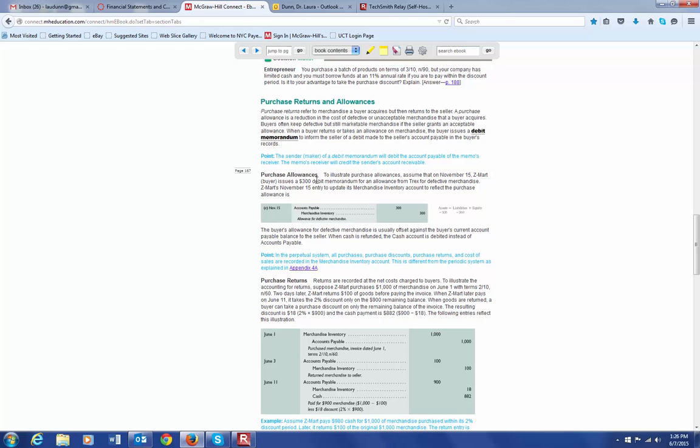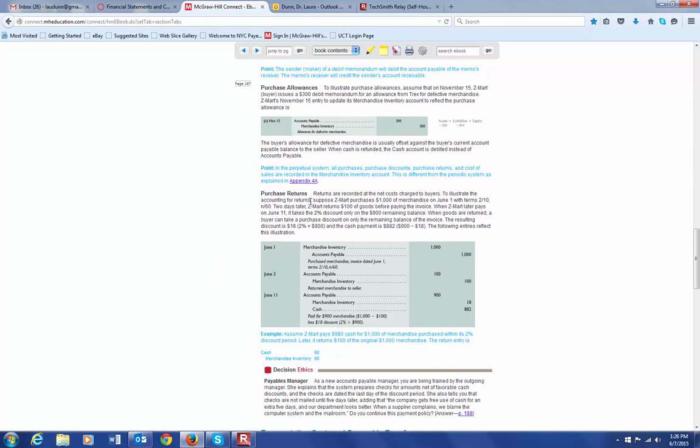So in order to deal with that purchase allowance, we debit accounts payable, reducing the amount that you owe, and we credit merchandise inventory, reducing the amount of inventory that you have in stock to resell. Same thing would be true of a purchase return. If you actually return something to the company, then you would do the same thing. In this case, this is the first thing where you purchase the inventory. So you purchased $1,000 worth of merchandise, so you owe them $1,000. But then you returned merchandise to the seller, so you do the same type of entry. You're going to debit accounts payable because that reduces the amount that you owe, and you're going to credit merchandise inventory because that reduces the amount of inventory that you actually have to resell.